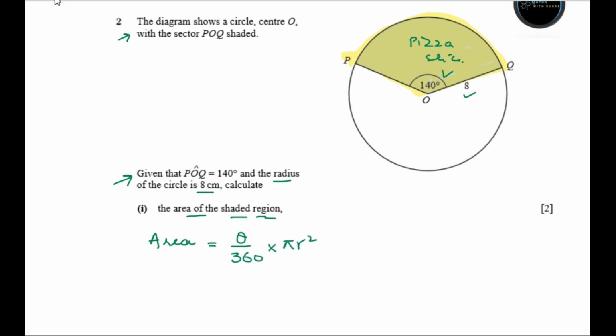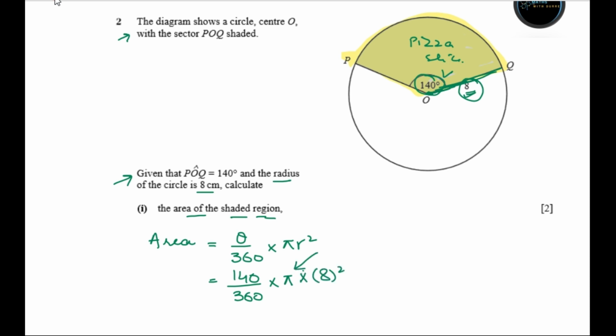So we need two things. We need 140, and we need 8 as a radius. But is the 8 a radius or a diameter? As you know, this line, this segment is from the center point till the boundary, so it means this is a radius. So we will just substitute the values. That will be 140 over 360 times pi times 8 squared.